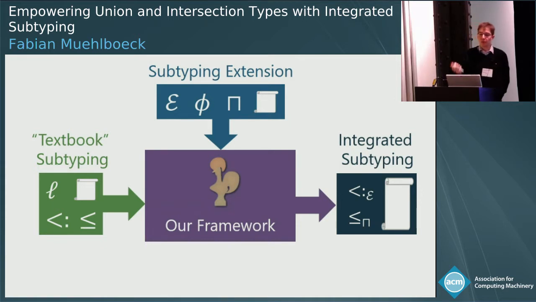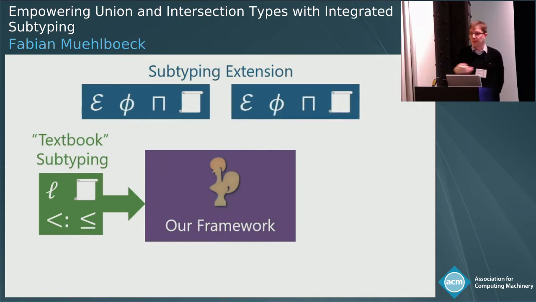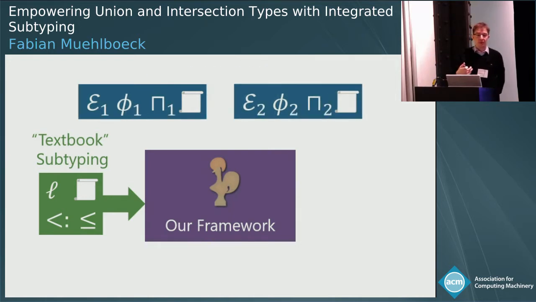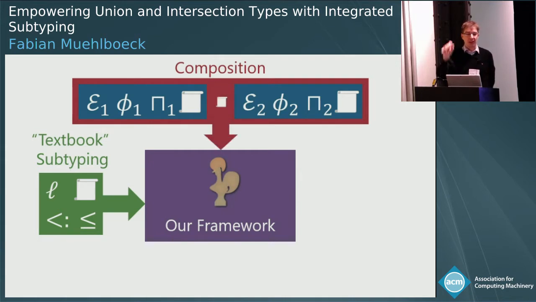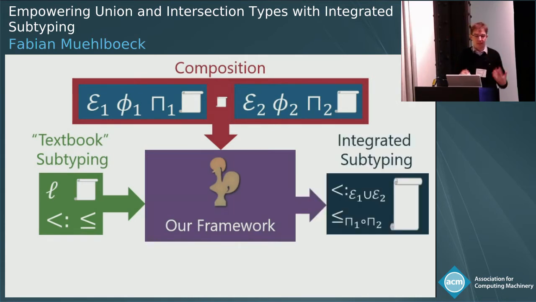But you might do more of them. There might be multiple different subtyping features that you want to recognize, and it's nice to specify them separately. And the good news is that our framework is actually compositional. That is, there is a way for you to take two extensions and, with a small proof about their compatibility, construct a bigger extension that encompasses both of them, and then give you integrated subtyping that recognizes textbook subtyping plus everything in both of these extensions.